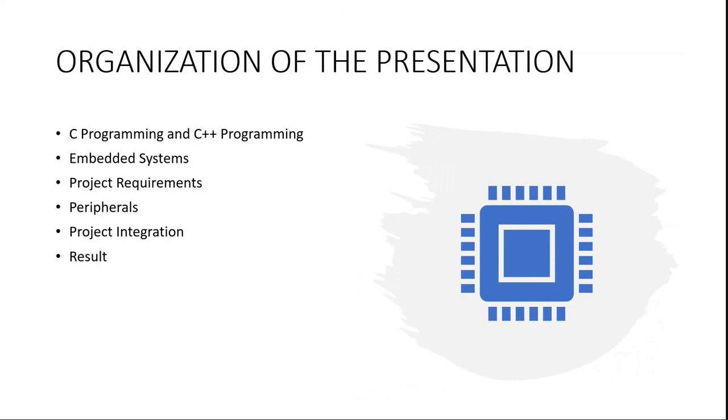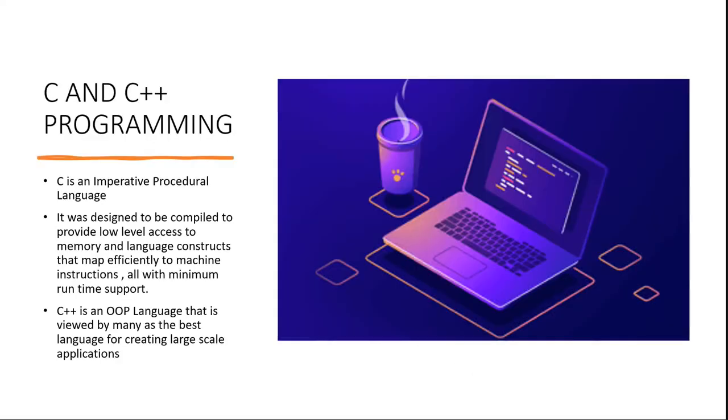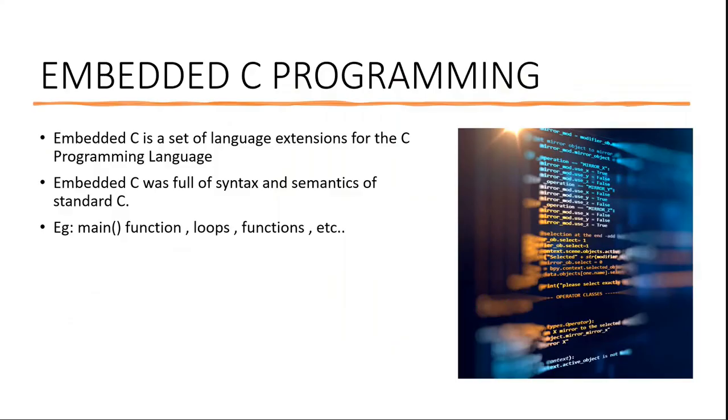C programming and C++ programming, project requirements, embedded systems, peripherals, project integration and result. Now let's see about C and C++ programming. C is an imperative procedural language. It was designed to be compiled to provide low-level access to memory and language constructs that map efficiently to machine instructions, all with minimum runtime support. C++ is an object-oriented programming language that is viewed by many as the best language for creating large-scale applications.